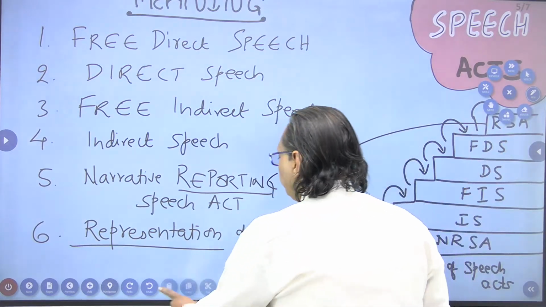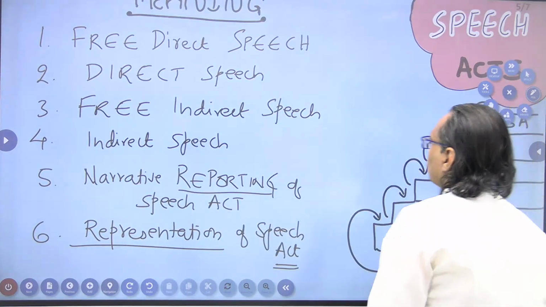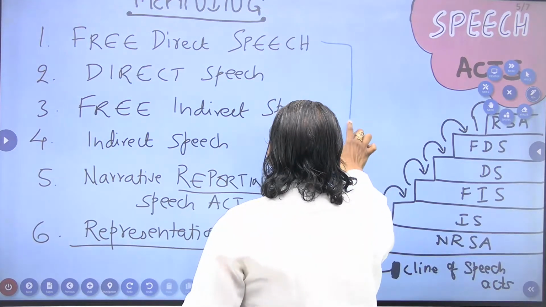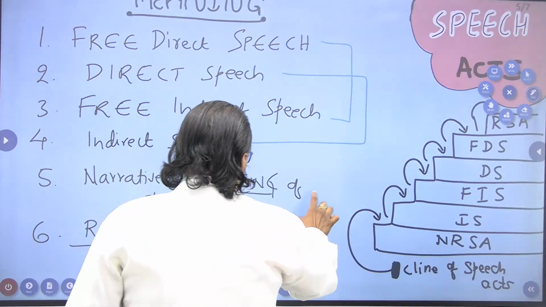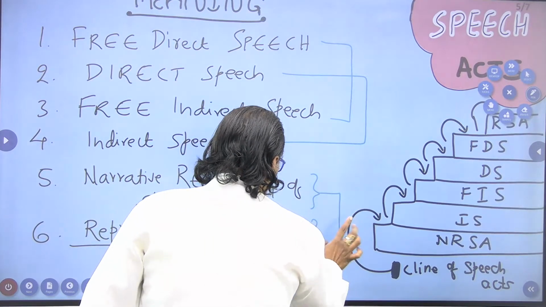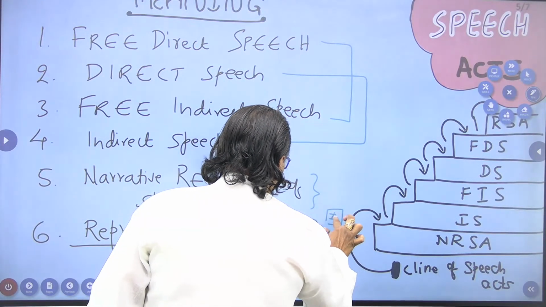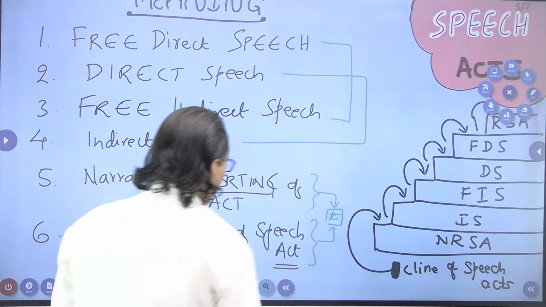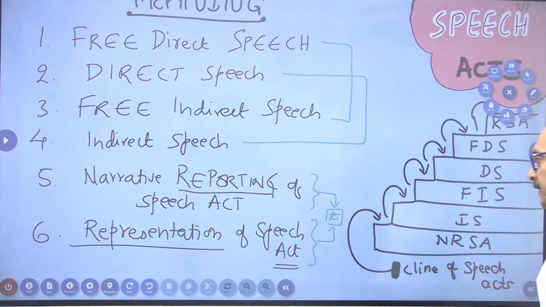And then, let me take another color. So these two are similar. I mean, we know them, and these two are one group, we can say, and they are miles apart. Please don't think they are one and the same. They don't have any kind of connection. They are not equal to each other. Please understand that they are miles apart. Narrative reporting of speech act is entirely different from representation of speech act.